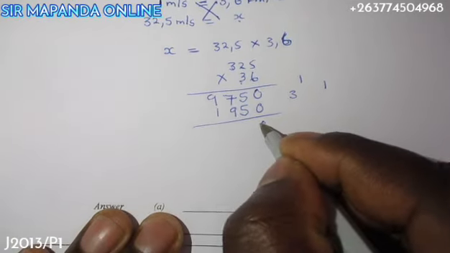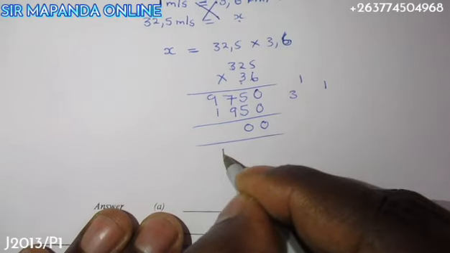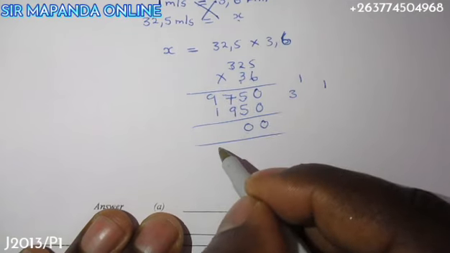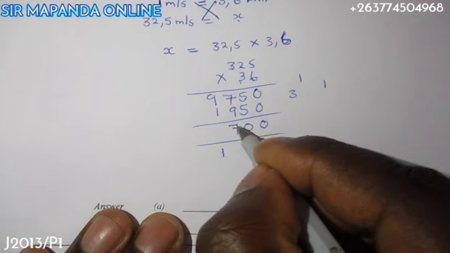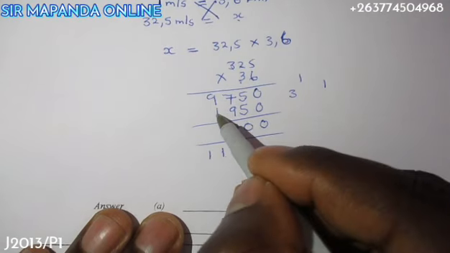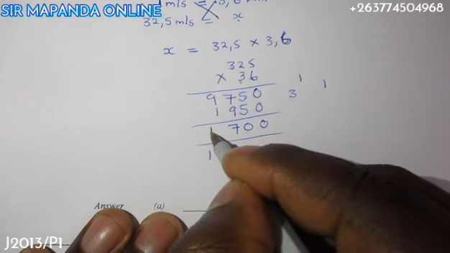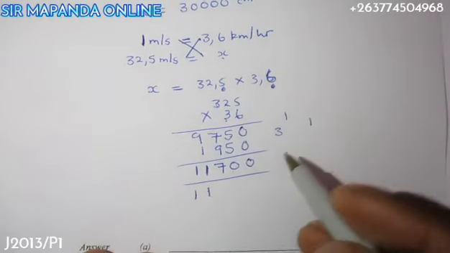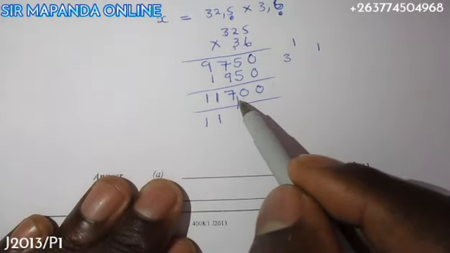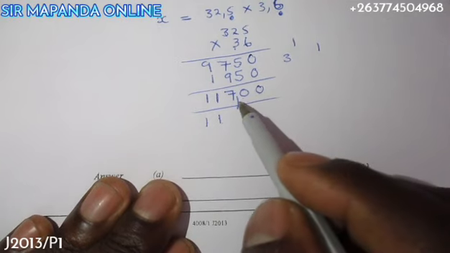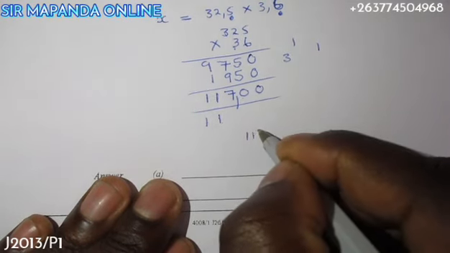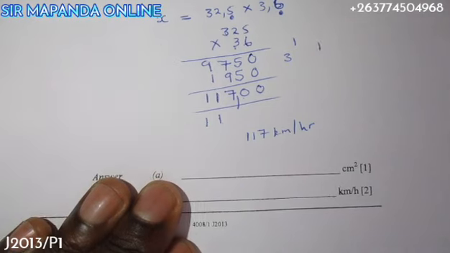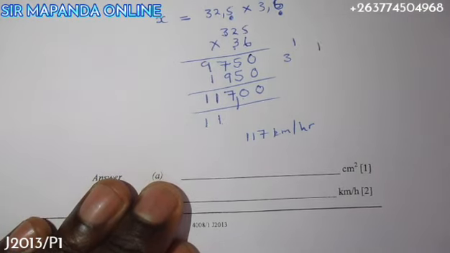So if you add, this is 0, 10, 5 plus 5 is 10, carry 1. 7 plus 9, you get 16, plus 1, it becomes 17, carry 1. Then 9 plus 1 is 10, plus 1, you get 11. So how many decimal places do we have? 1, 2. So I'm going to put the comma after counting 2 numbers. So your answer is 117 kilometers per hour. Then you are home and dry. Let us move on to question number 6.